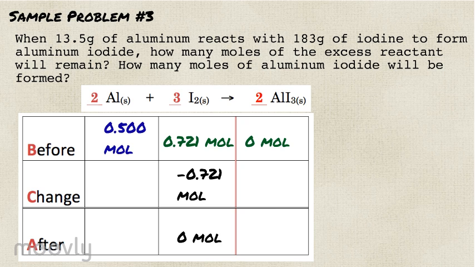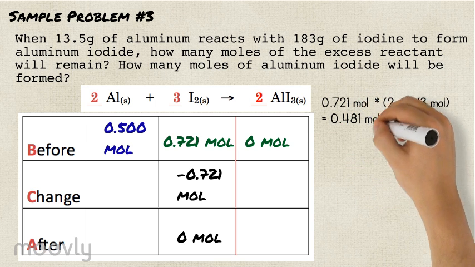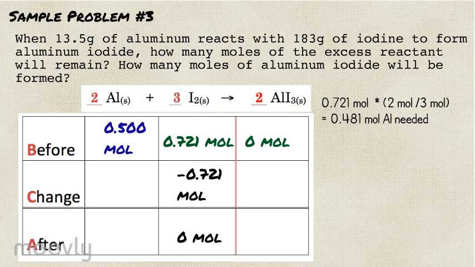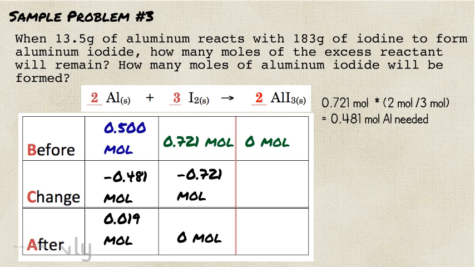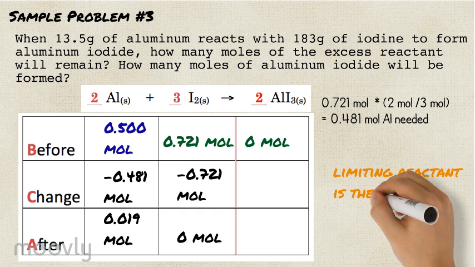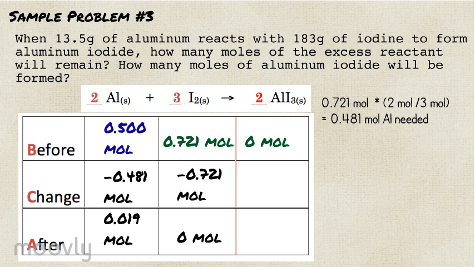Let's confirm that iodine is indeed the limiting reactant by figuring out how much aluminum is needed to completely react with 0.721 moles of iodine. Since the mole ratio between aluminum and iodine is 2 to 3, we need fewer moles of aluminum. 0.721 moles times the proportion 2/3 gives us 0.481 moles, which we certainly have. Therefore, we will have aluminum remaining after iodine is completely consumed. In other words, aluminum is the excess reactant and iodine is the limiting reactant because it runs out first. Now that we have determined which reactant is limiting, we can determine the theoretical yield of our product.